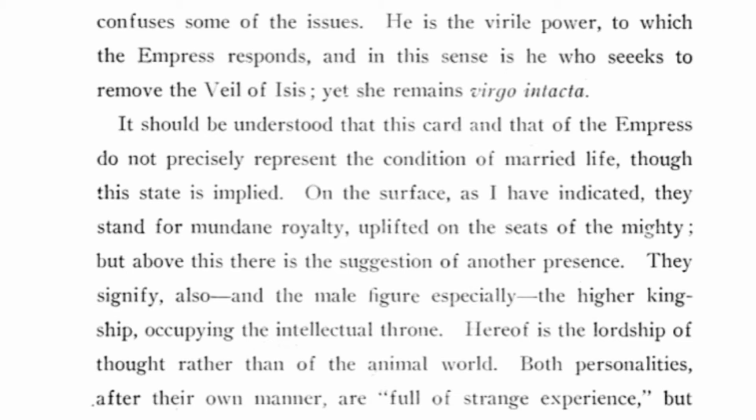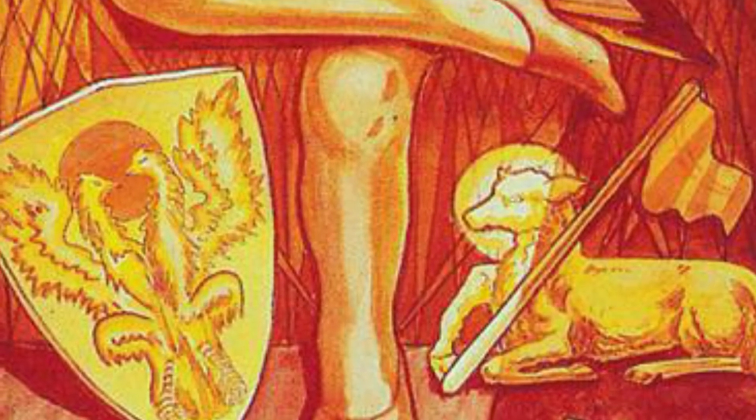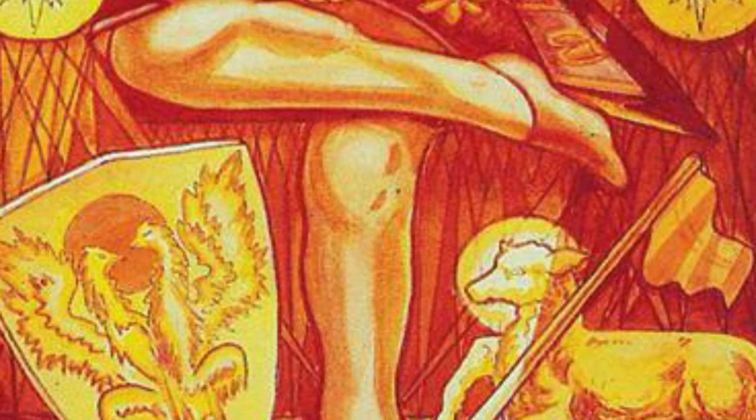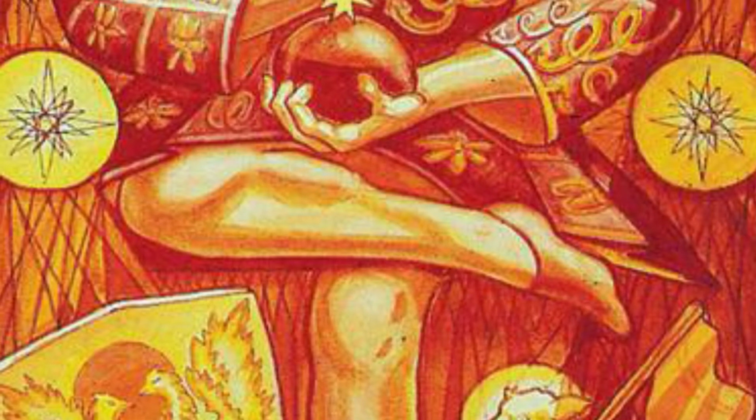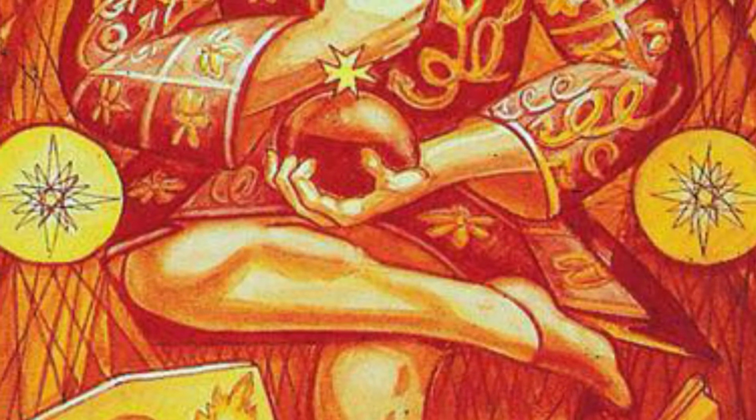So here we're told that the Emperor seeks to remove the veil of Isis. Isis was most likely unknown to the card maker who invented the game of tarot. But anyway, let's move on. Here's one of the other major modern versions of the Emperor card. This is from Aleister Crowley's deck, which I'm sure a lot of you recognize instantly.